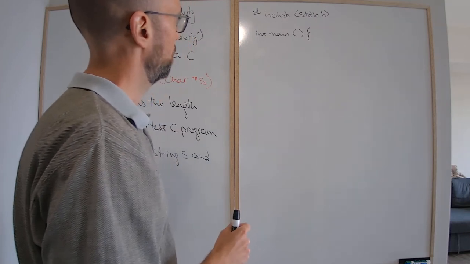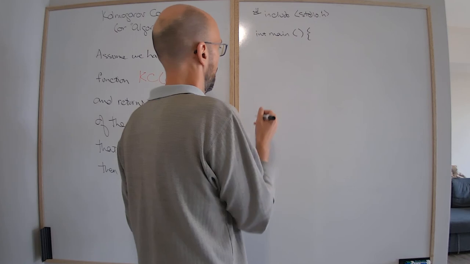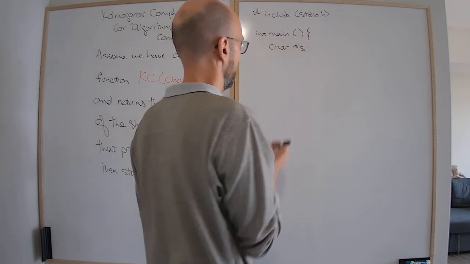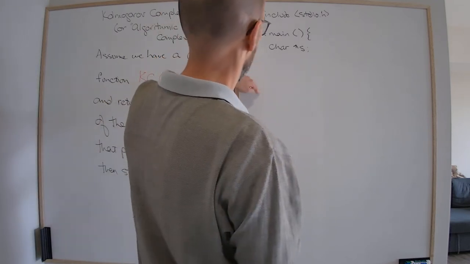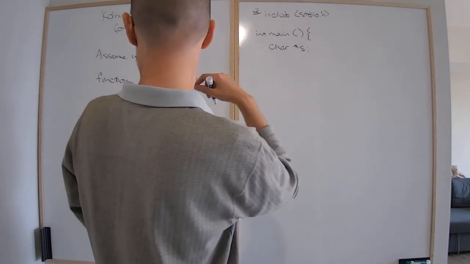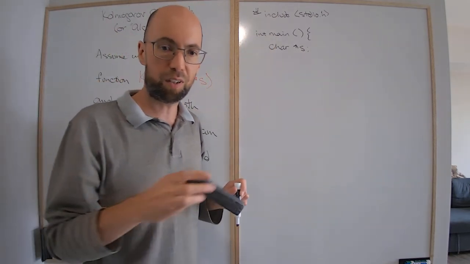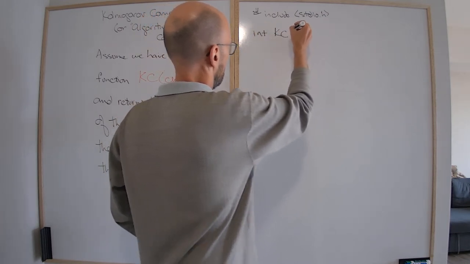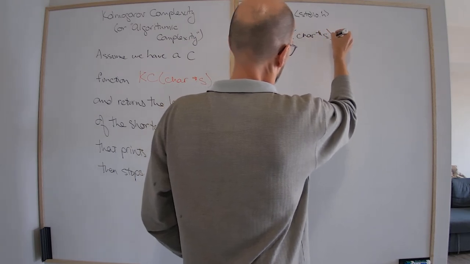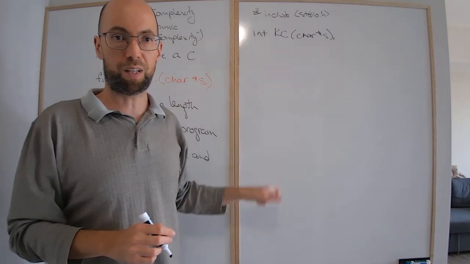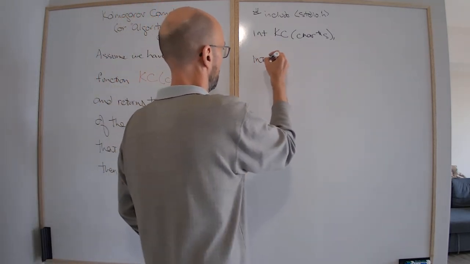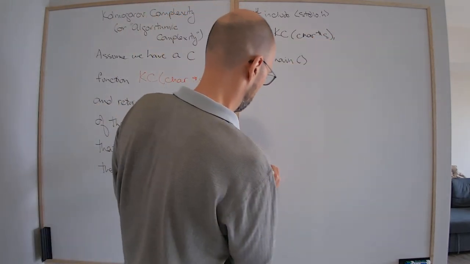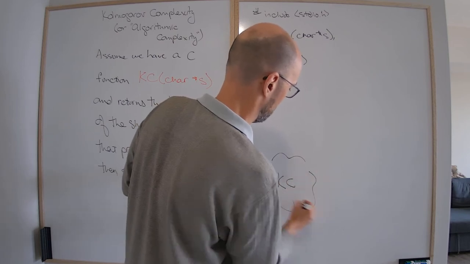this is going to be a bit of a pain to write. I'm going to write something in red here. We're going to have some s. And down here, actually you'd need a function declaration here. I'm going to have to put int KC, char pointer s. Remember, this is just the function declaration, which lets me have KC down here. And then I'm going to have int main. It's a C program, so I'm allowed to have KC somewhere else.